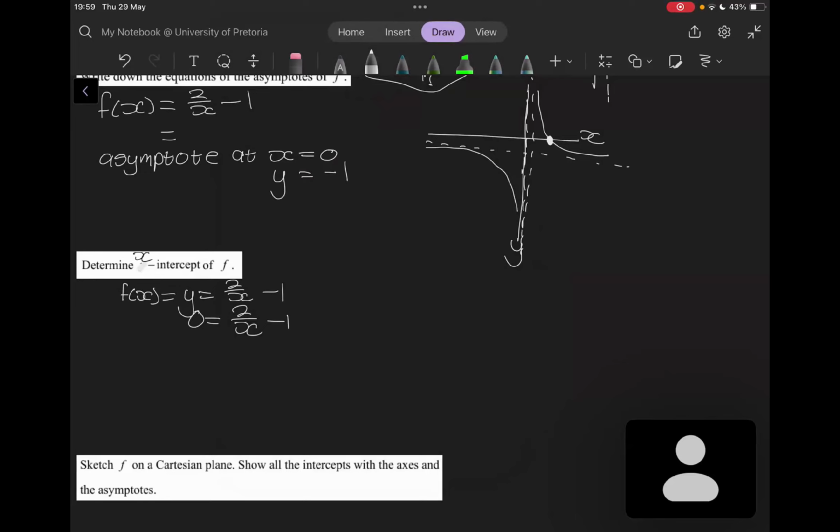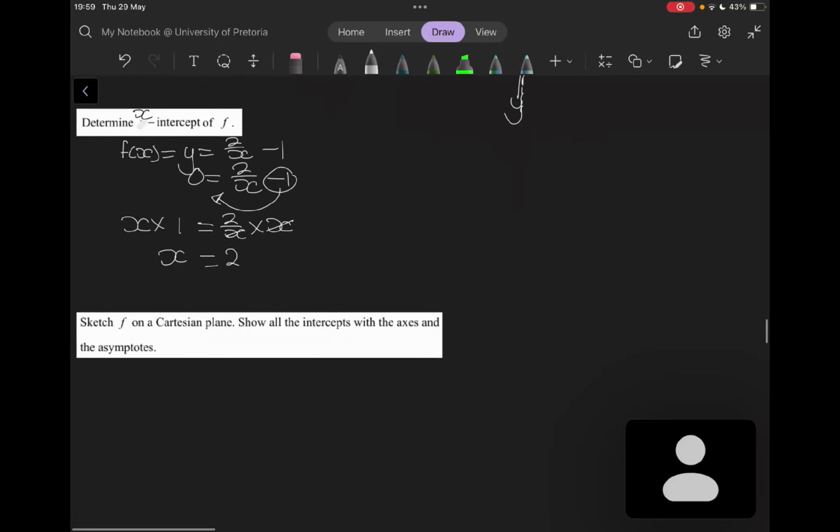And now all you have to do is solve for x. You take this to the left side. We end up with 1 is equal to 2 over x. We multiply both sides by x so that we can take x out of the denominator. This and this cancel out. And we then end up with x is equal to 2. Cool.